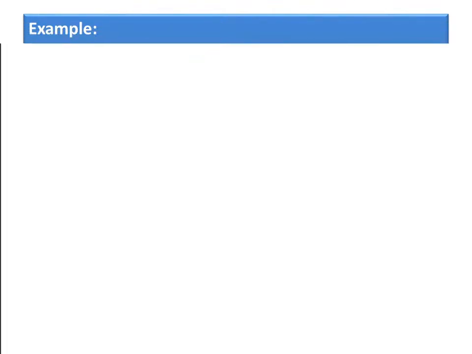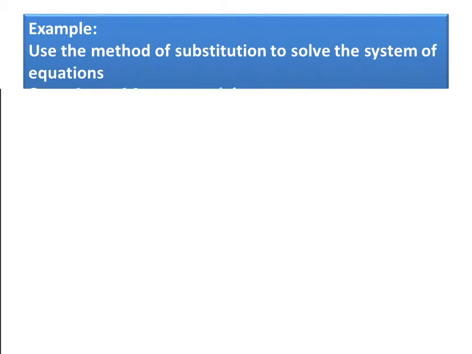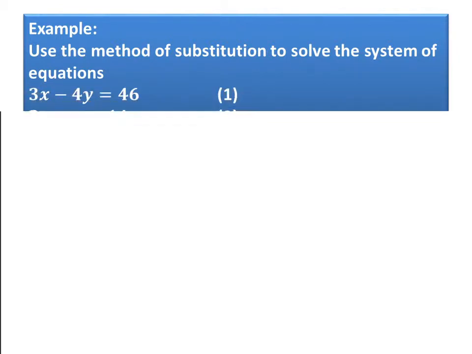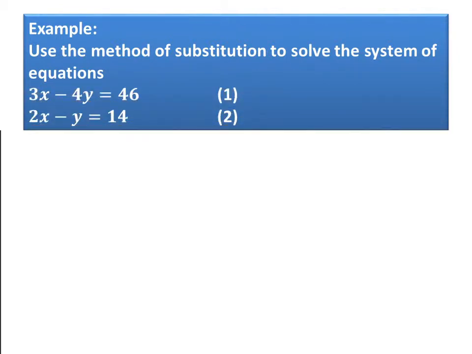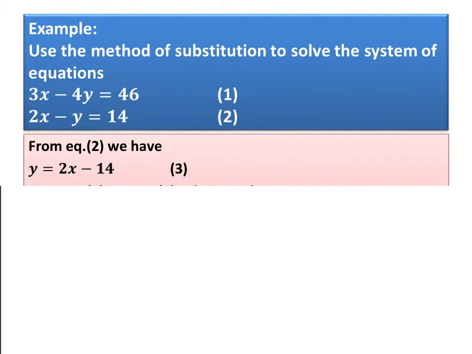We have an example. Use the method of substitution to solve the system of equations. Equation 1: 3x minus 4y equals 46. Equation 2: 2x minus y equals 14. Now we use equation 2. We can bring y to one side and all the rest to the other side. So here we have y equals 2x minus 14. We call this equation 3.